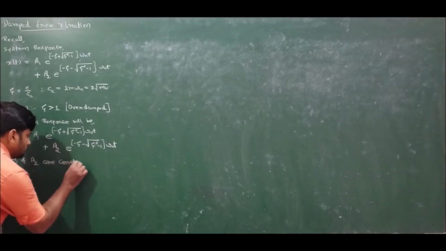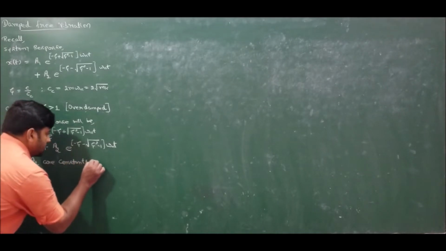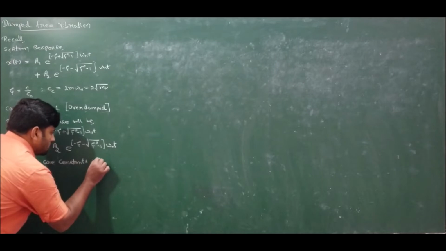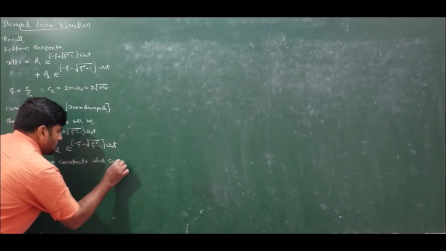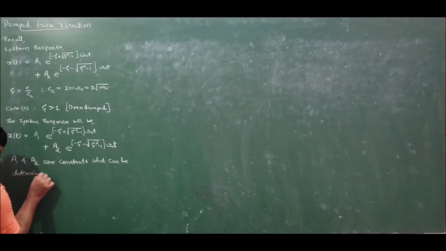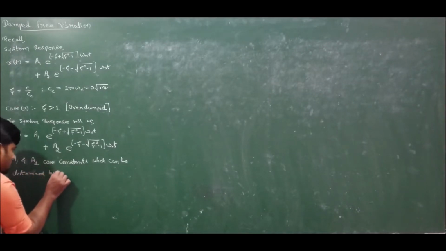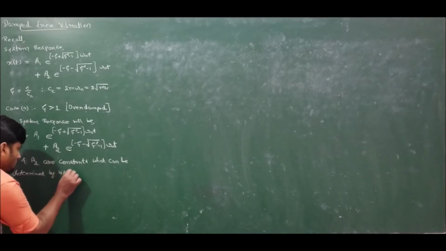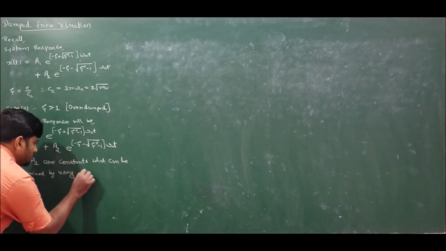So a1 and a2 are constants which can be determined by using initial conditions.